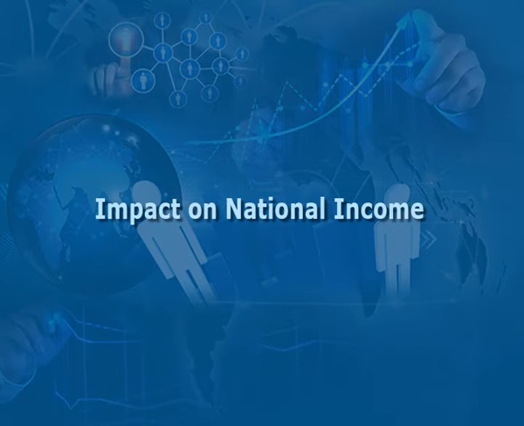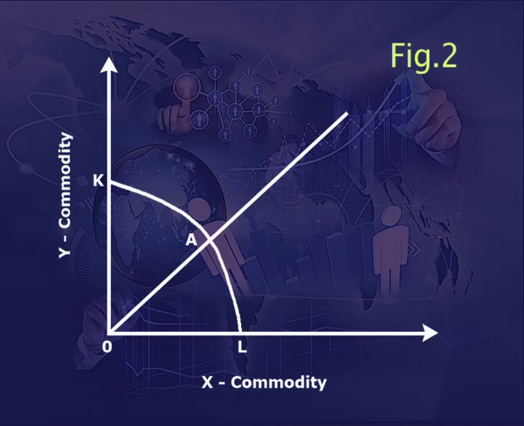Now friends, let us have a look at the impact on national income. An increase in the supply of labor and consequent outward shifting of the production possibility curve implies an increase in the national income of country A. This can be explained with the help of figure 2. The initial production possibility curve is KL with an equilibrium point A.